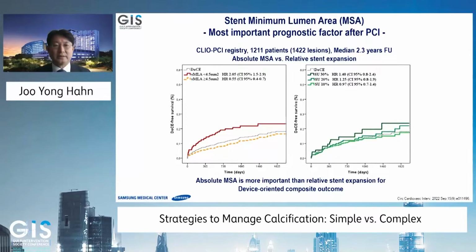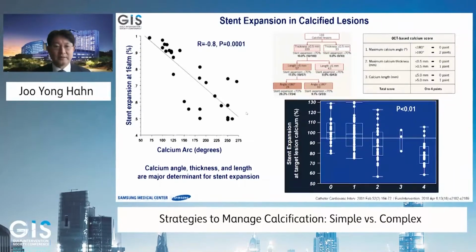MSA, minimum stent area, is the most important prognostic factor after PCI, rather than relative stent expansion in the current DES era. In calcified lesions, calcium angle, thickness, and length are major determinants for stent expansion. In a study using OCT, calcified lesions greater than 180 degrees in angle, thicker than 0.5 millimeter, and longer than 5.0 millimeter were significantly associated with suboptimal stent expansion.